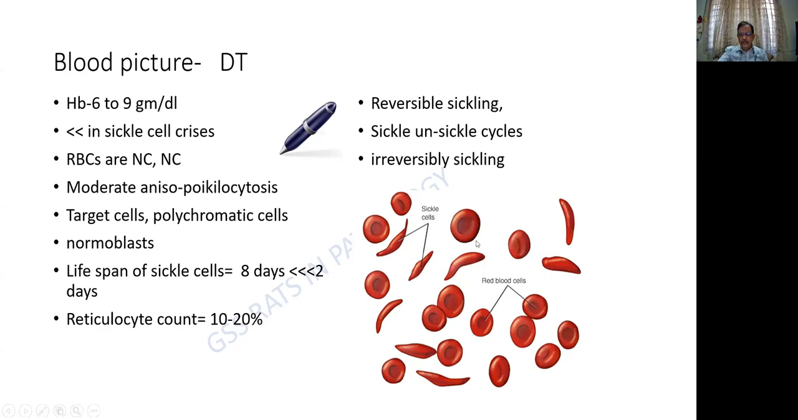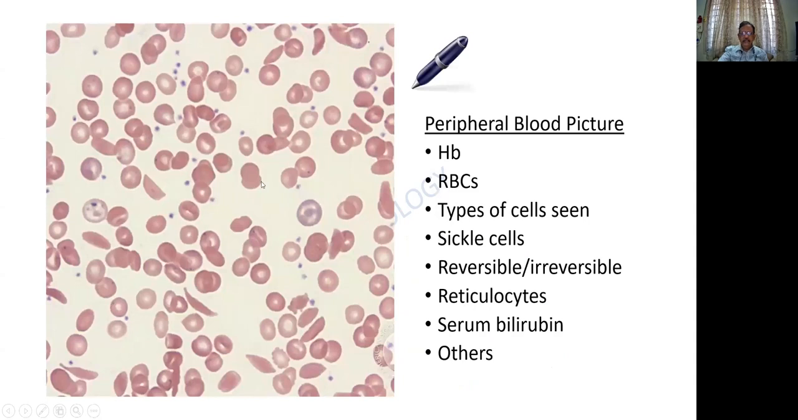Look at this picture over here. Normal RBCs, and crescentic or hammock-shaped RBCs, which are the sickle cells. This is a peripheral blood picture. You people will have to describe. I've already mentioned RBCs. Look at these. They are all normocytic, normochromic. When you look at it in a bird's eye view, there is not much of an abnormality. But looking at it carefully, there are many sickle cells or crescentic RBCs.